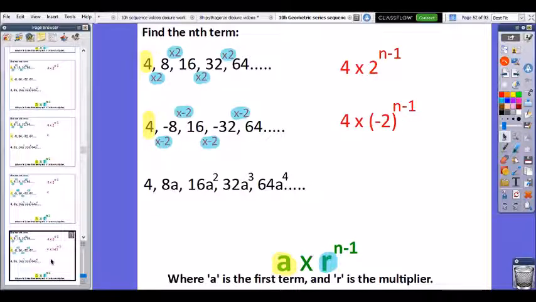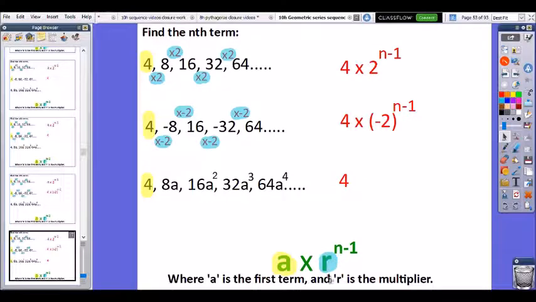Okay, and then the last question. Let's not be scared off by the algebra. Let's just take my formula step by step. a is my first term. My first term I can still see is a 4. That has not changed. Alright, so next part.